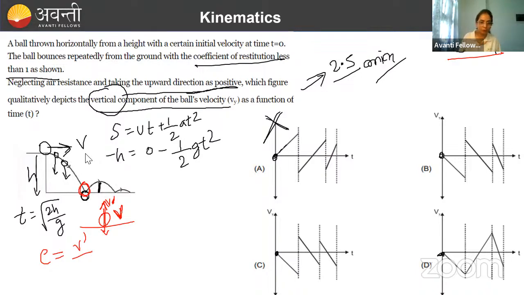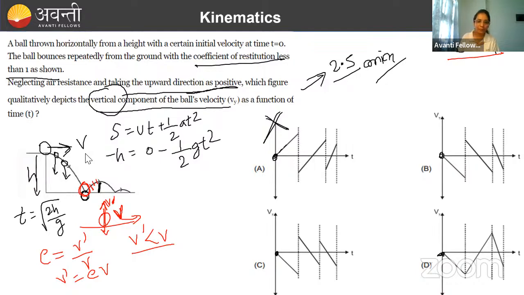And this ball was approaching, just approached the earth before collision with what velocity? V. So V dash will be equal to how much? eV. And e is less than 1. It means V dash is less than V. So the final velocity after the first collision is going to be less than the initial velocity, and it will have a velocity in the upward direction in this section.